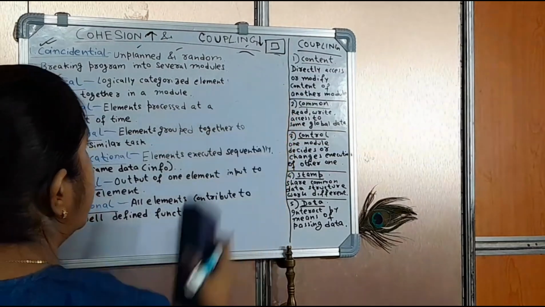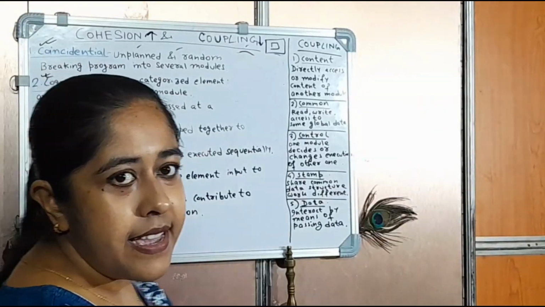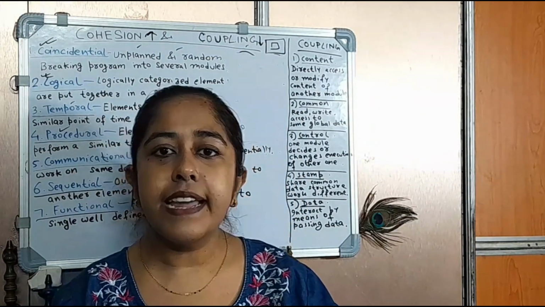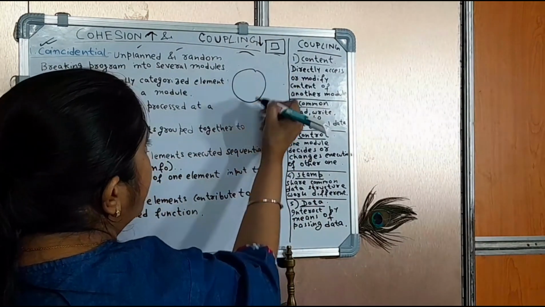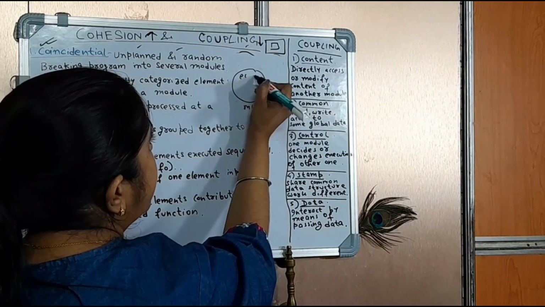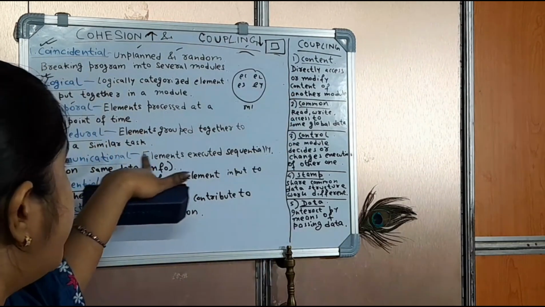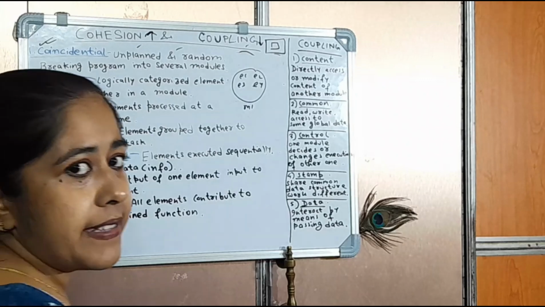Then the fourth one is our procedural cohesion. What is procedural cohesion? Here, elements are grouped together to perform a similar task. That was what in temporal cohesion? They were executed at a similar point of time. Now we are talking about what? Again we have a module M1 with E1, E2, E3, E4. Here, what will we see? Those elements that are grouped together are performing a similar task.